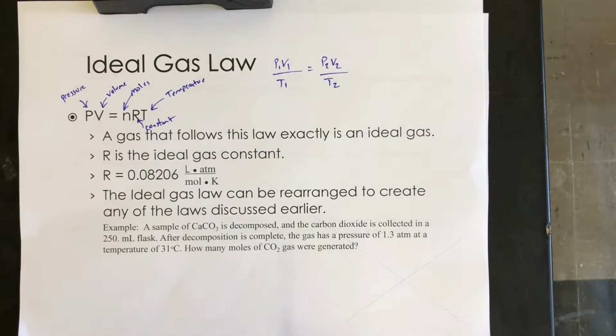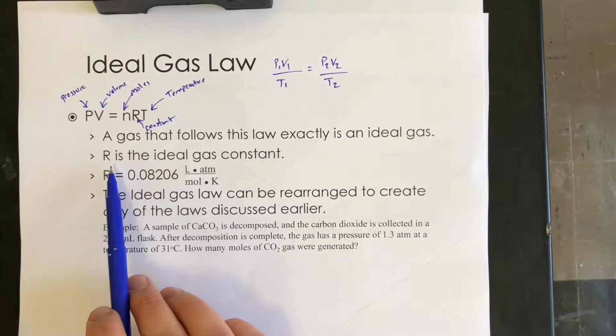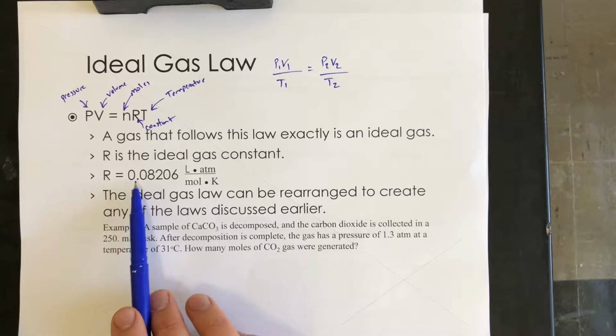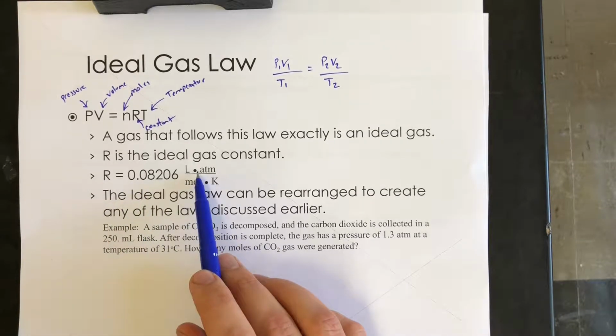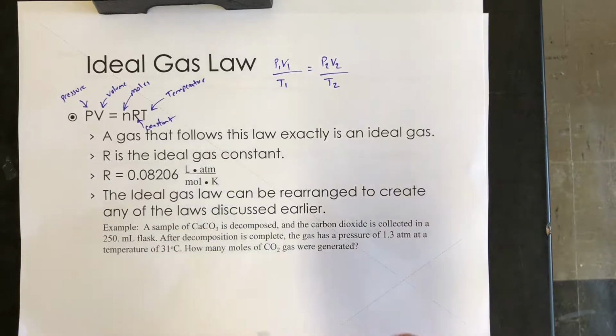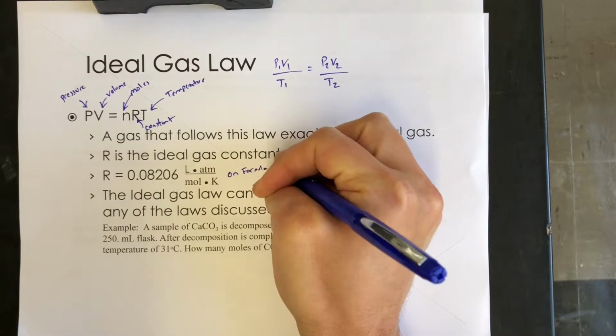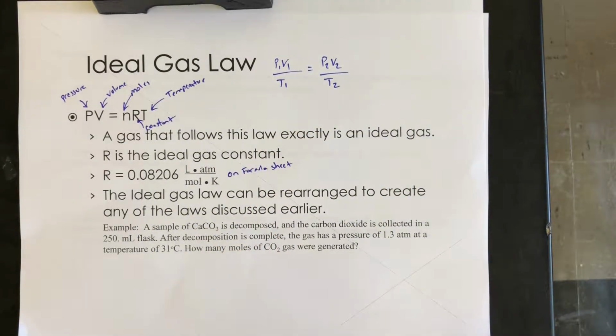This formula can be found on your formula sheet, so you can look it up if needed, but most likely it's a formula you use often enough that you'll probably just know it. So going back to R, which is the ideal gas constant, what is it? R is equal to 0.08206 liters times atmospheres divided by moles times K. This is also on the formula sheet, so again, you don't need to memorize your gas constant. You can always look it up if necessary.